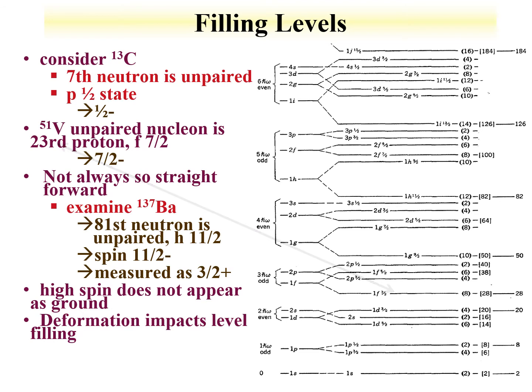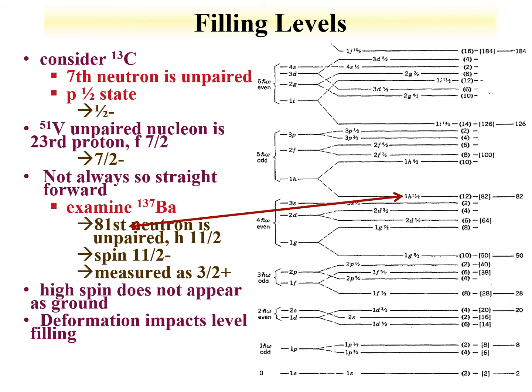Now, the shell model isn't always correct. As an example, let's consider barium-137. The 81st neutron is unpaired in barium-137. That would leave a hole, an almost completely filled 82 nucleons. So 81 is the 1h 11/2 state, which would be 11/2 minus. But if you look at the table of the isotopes for barium-137, you see that it is actually 3/2 plus.